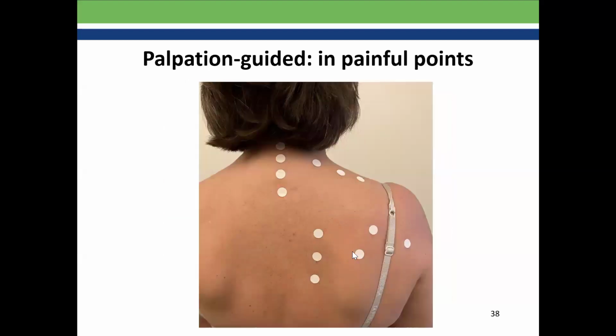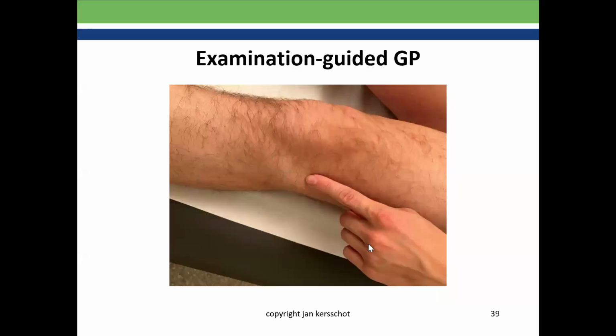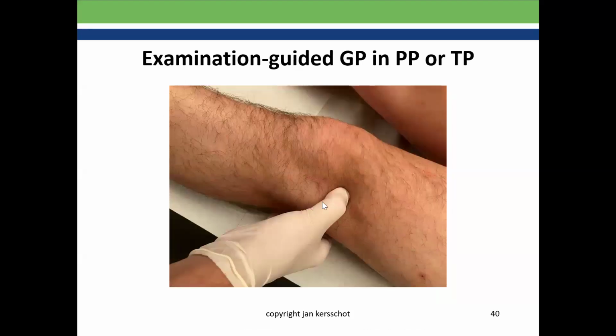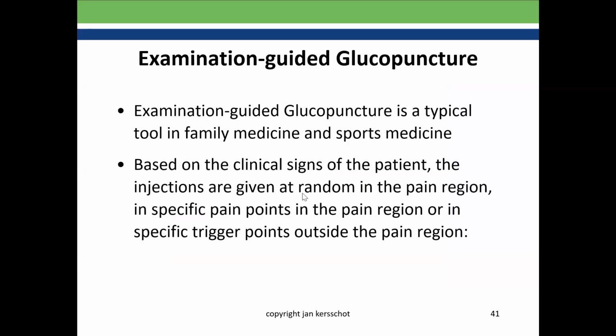And sometimes you have to find, for example, trigger points in the infraspinatus muscle or rhomboid muscle. They can produce shoulder pain on the front side. So these are injected as well. Here the patient shows you where he has the pain, his left knee on the lateral side, and you are going to look for pain points in the area or trigger points more proximal. And these trigger points can also give referred pain.